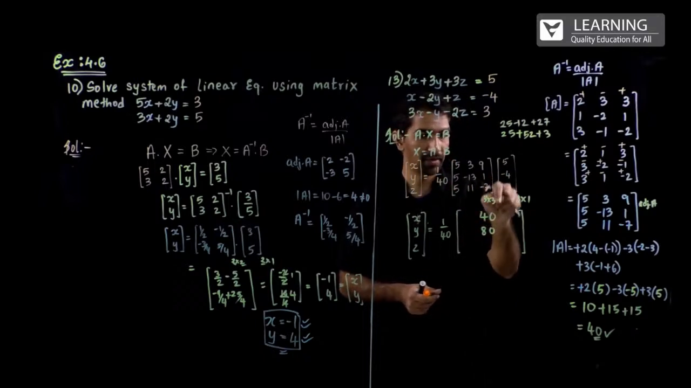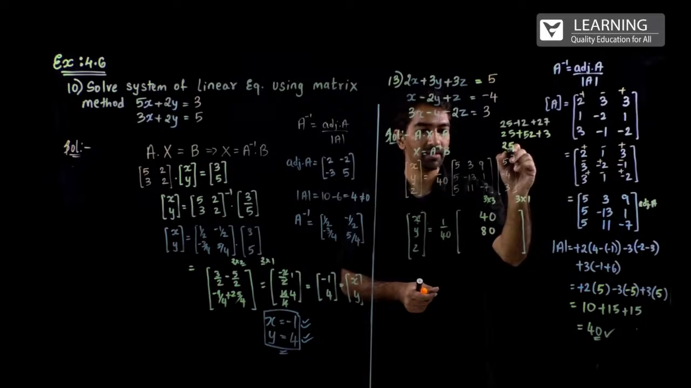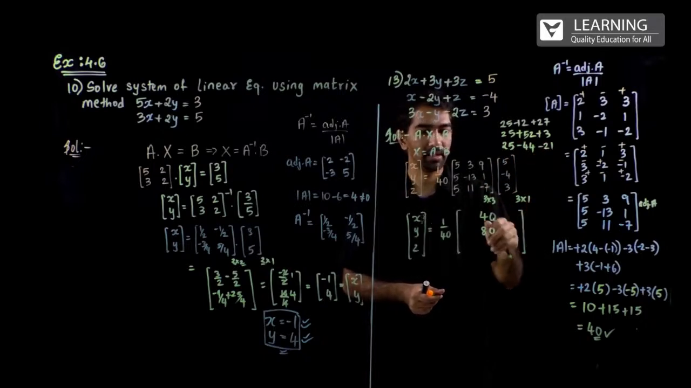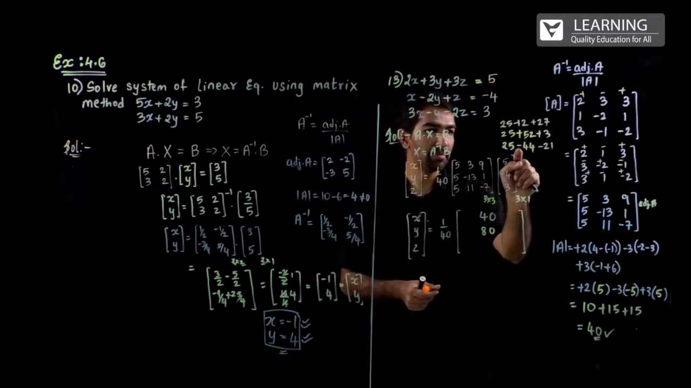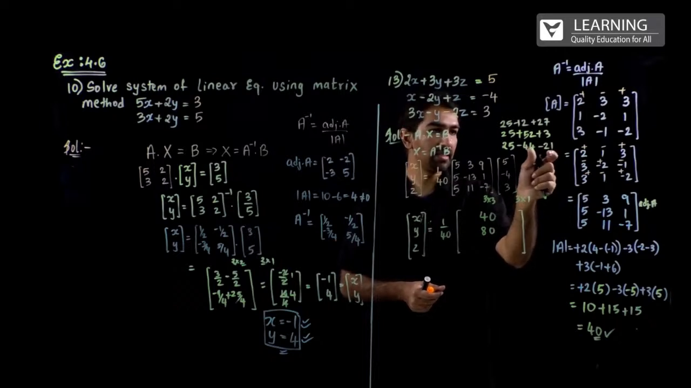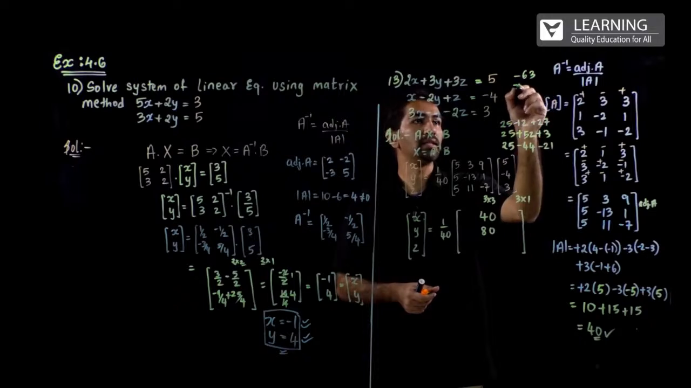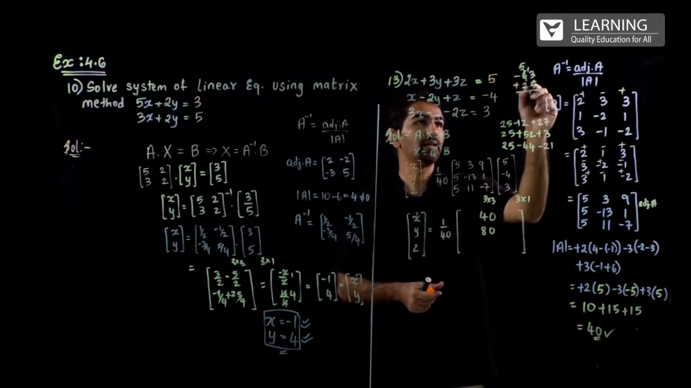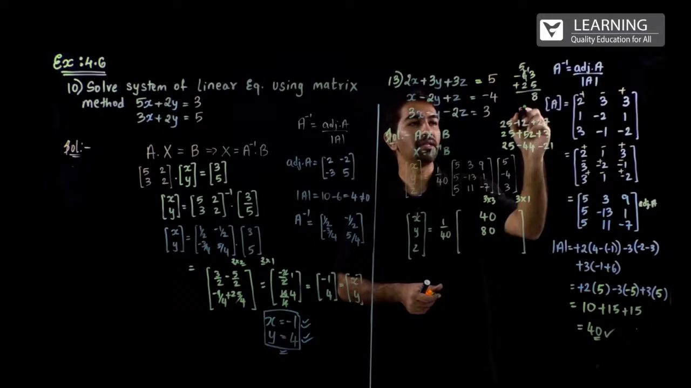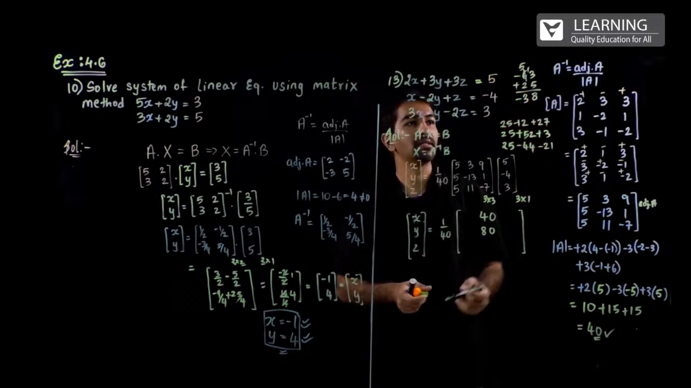Next. Third row into first column. 5 5s is 25. Minus 44. Minus 21. Correct? 25 minus 44 minus 21. So this is becoming minus 63. Minus 63 plus 25. So we'll do it here again. Minus 63 plus 25. So impossible to subtract, right? So from here we'll borrow 5, 1. 13 minus 5 is 8. 5 minus 2 is 3. And with the negative symbol, minus.